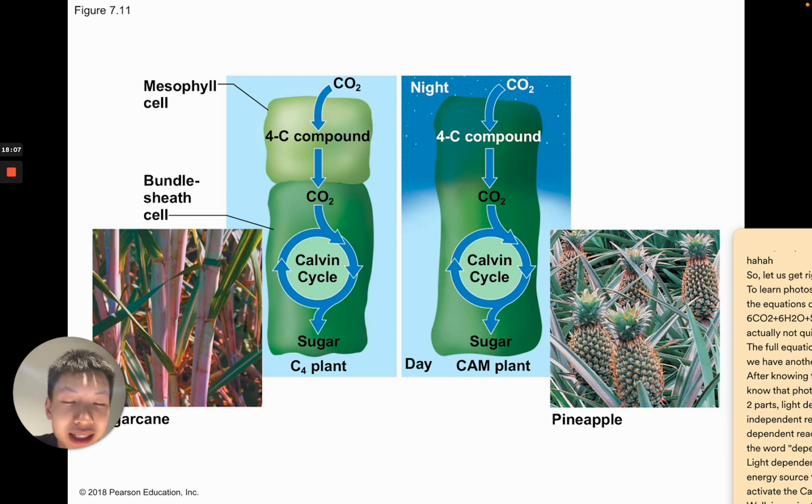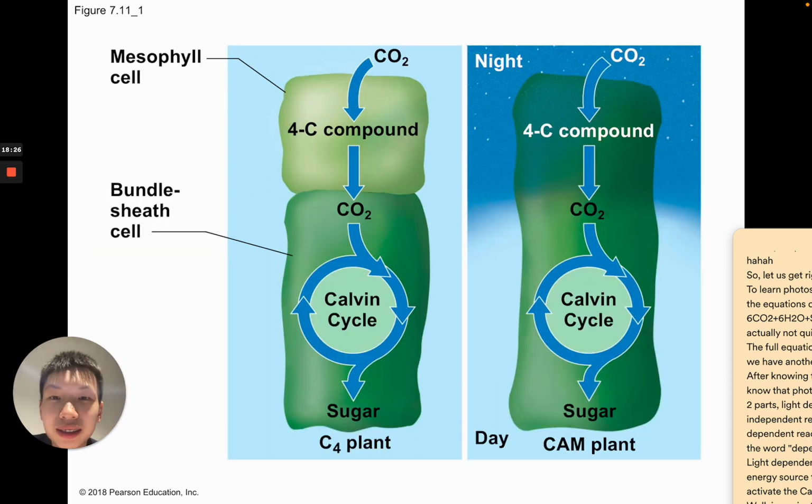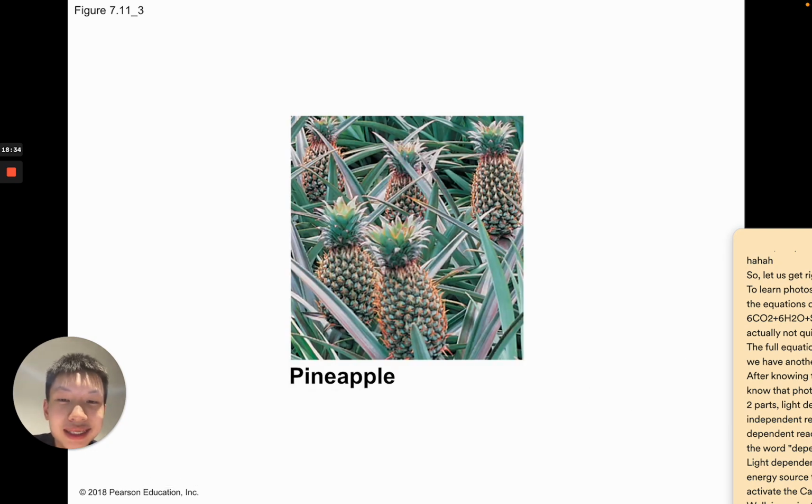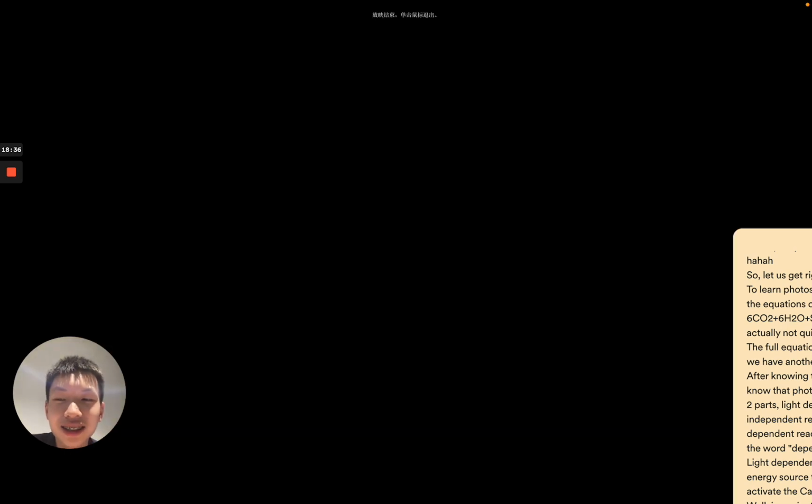And the CAM plant is also smart. It absorbs carbon dioxide at night. It saves it for the next day. So in the daytime, when light is available, when the light-dependent reaction is available, they just use the same carbon dioxide to do the Calvin cycle. Yeah, and one C4 plant example is sugarcane, and one CAM plant is pineapple, and this is all about photosynthesis, and I hope you have a good grade on it.